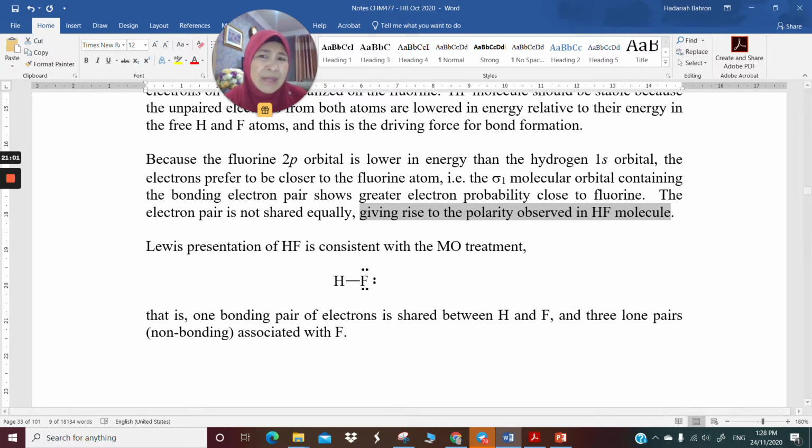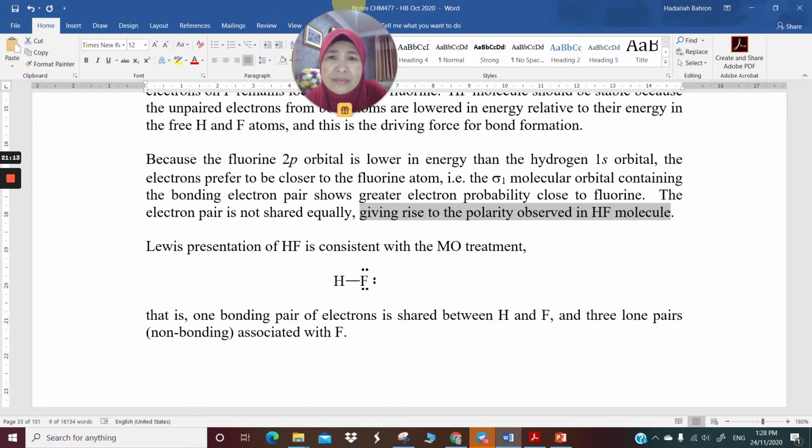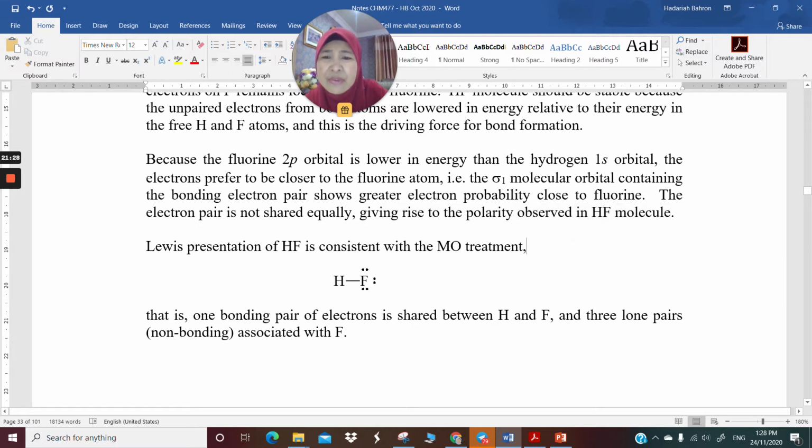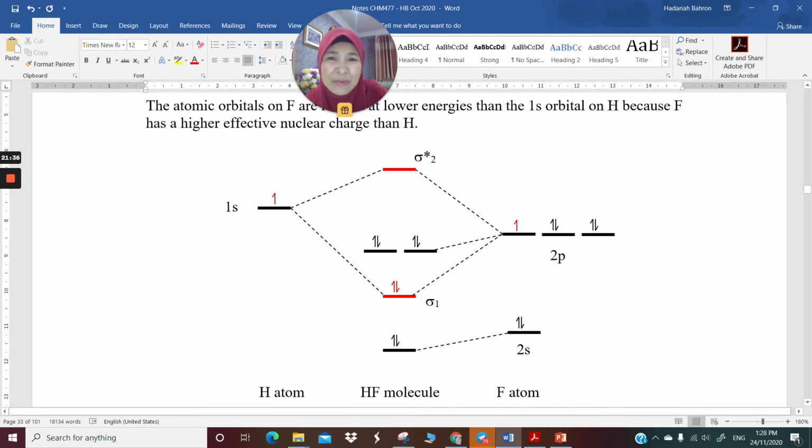You can also explain this polarity through the electronegativity of fluorine. We know that fluorine is the most electronegative atom in the periodic table. So the HF bond is highly polar, where most of the electrons are located close to the more electronegative fluorine. And if you draw the Lewis representation of HF, it is very consistent with the molecular orbital diagram that we drew here.